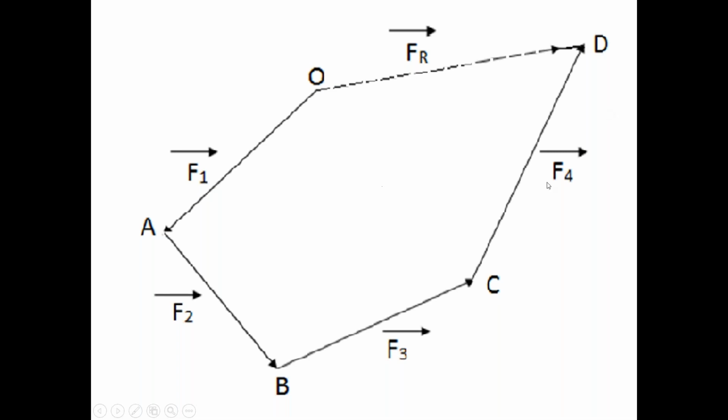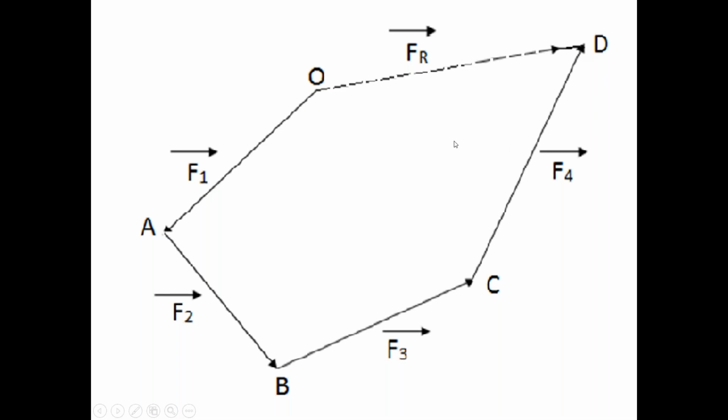If the starting point and ending point of the polygon coincide with each other, we call that a closed polygon. But in this diagram, this is the starting point at one location, and this is the ending point at the other location. These two are not coinciding with each other. Since the starting point O and ending point D are not coinciding with each other, we call this polygon OABCD an open polygon.